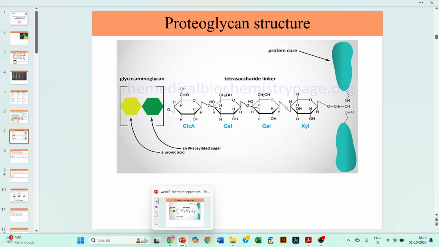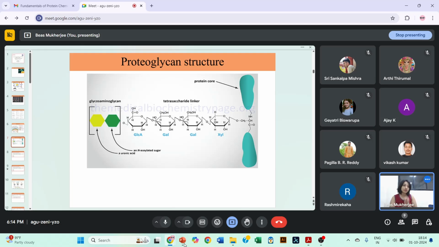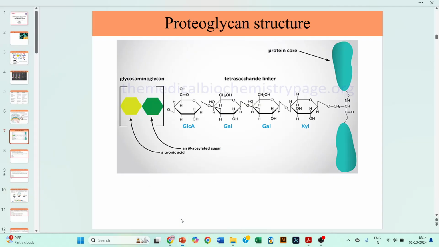So it is very important that you remember the structures. For the structures, please refer to either Voet and Voet, you can refer to Schreier, you can refer to your Lehninger. All the links are provided in the reference slide. So please go through them. Remember the structures of all of these, all right?